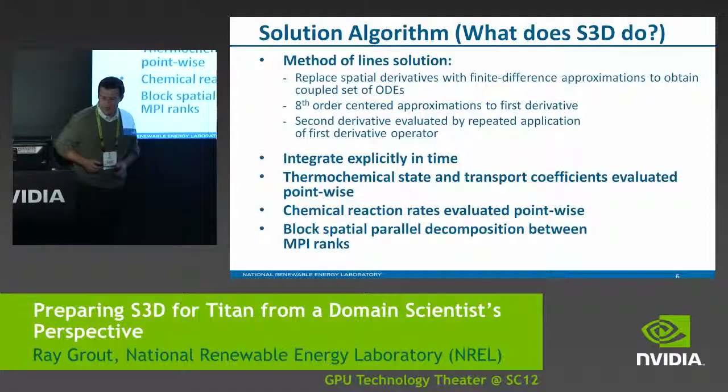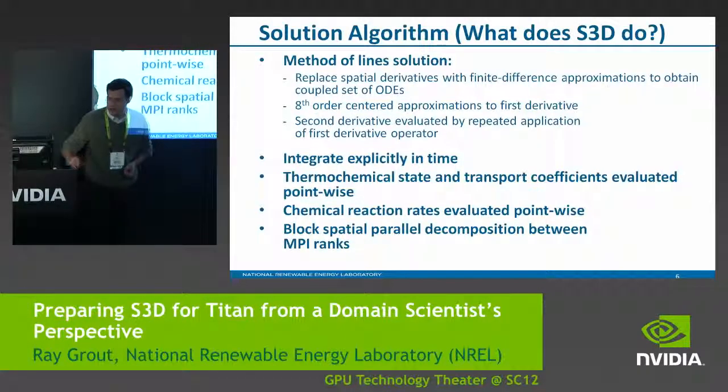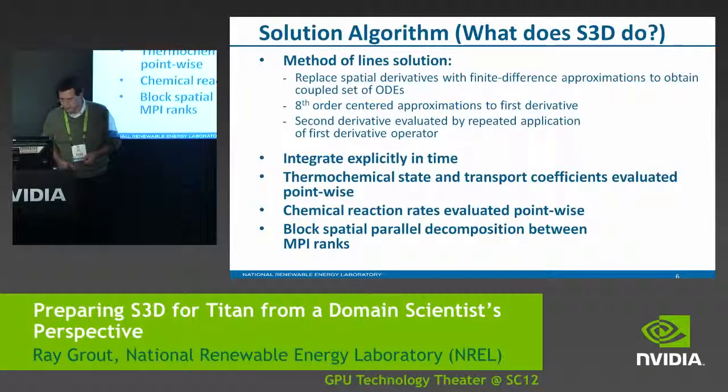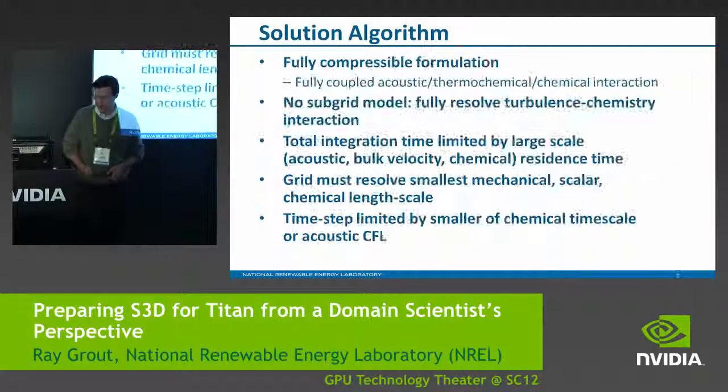In terms of numerics, S3D implements a method of lines solution, so we replace all the spatial derivatives in our PDEs with finite difference approximations. In this case, an eighth-order centered approximation, so it has a wide halo: at every grid point we're looking at 4 points on either side of it. And we integrate this explicitly in time with a fourth-order, six-stage Runge-Kutta time integrator. There's a lot of pointwise work in terms of thermochemistry, and then the traditional block spatial parallel decomposition between MPI ranks.